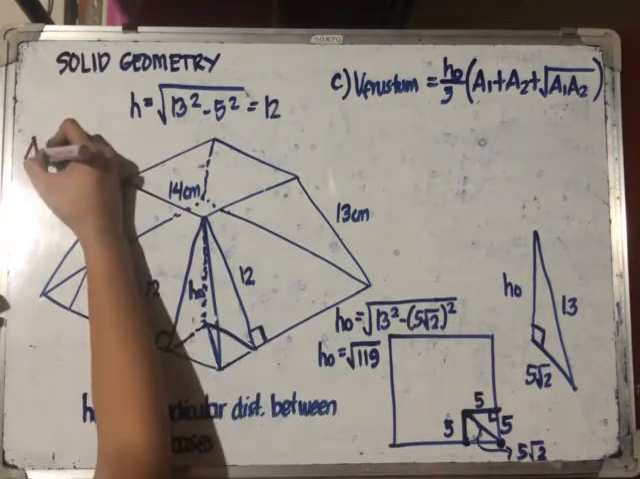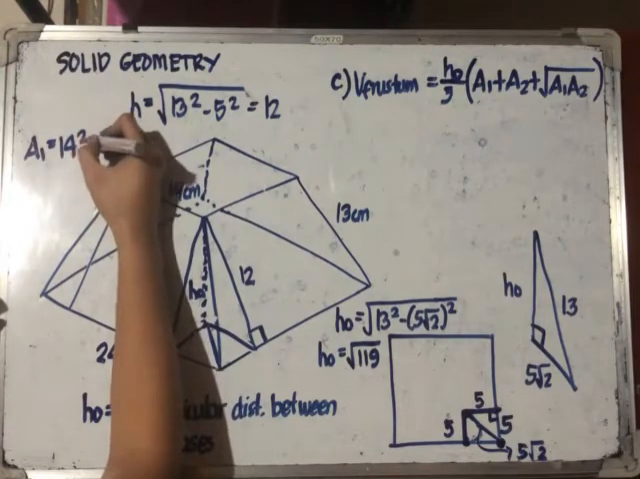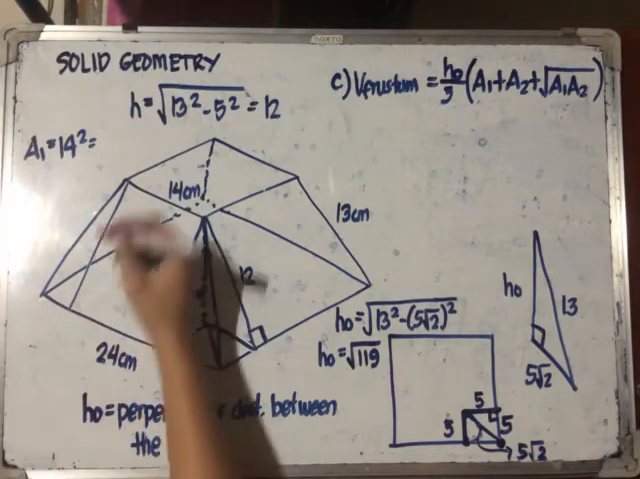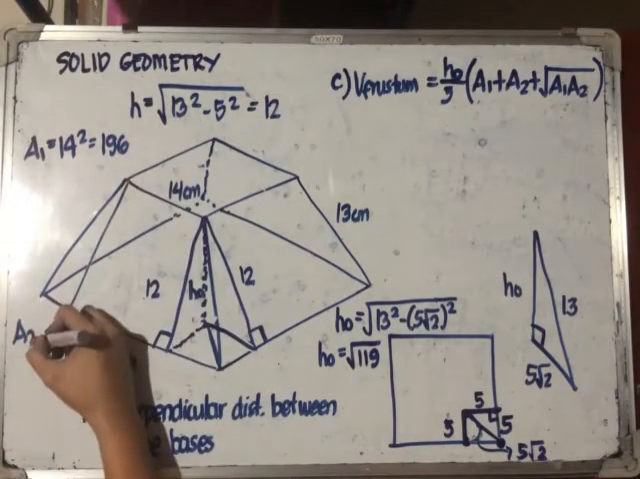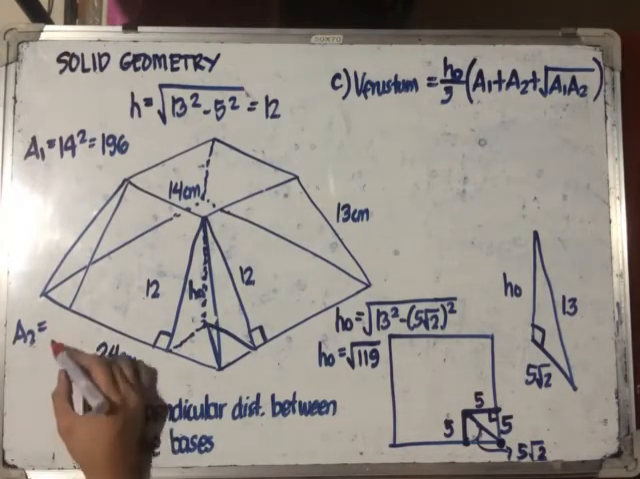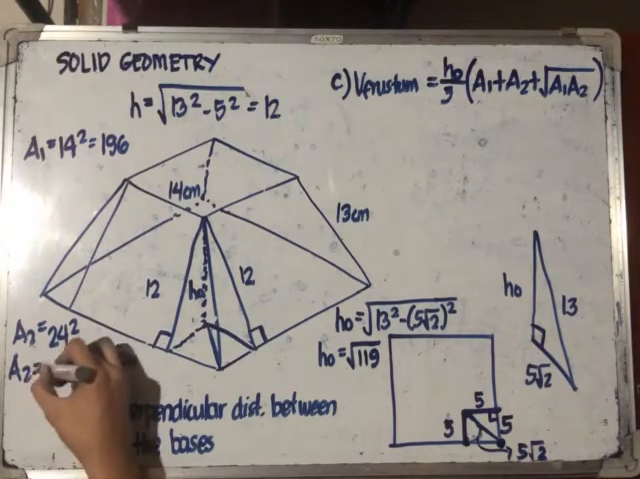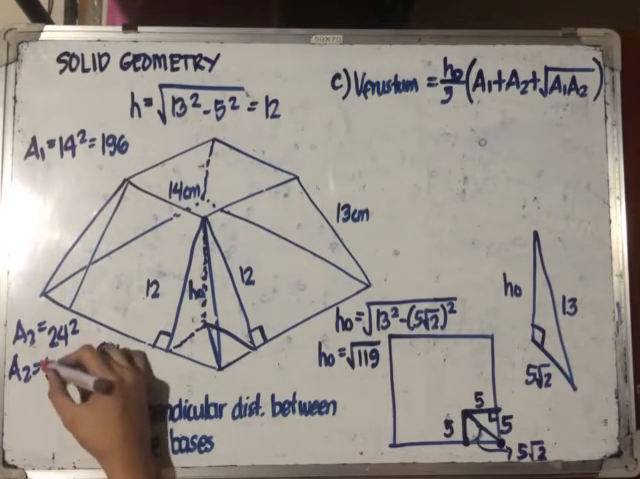Lagay ko muna dito ha. Ang A sub 1 natin is the volume or the area at the top. 14 squared is 196. And A sub 2 natin is volume at the bottom. That's 24 squared. Equal to how much? 576.